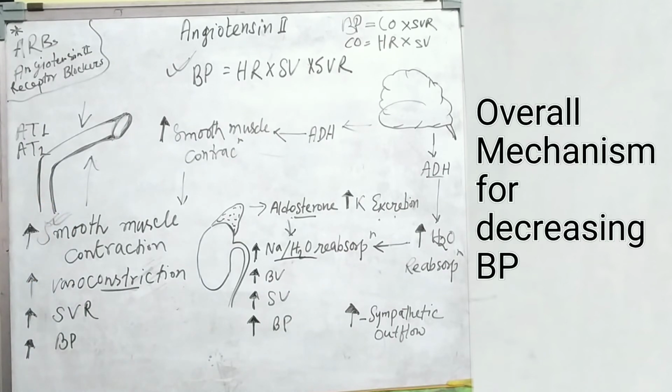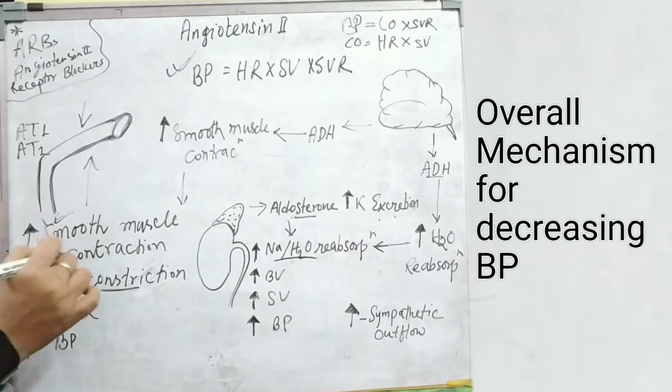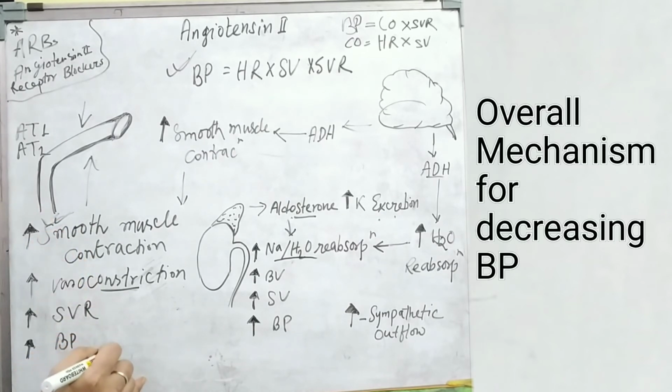If we reduce the diameter of a vessel, then systemic vascular resistance increases. And the systemic vascular resistance, that is SVR, is also known as total peripheral resistance.